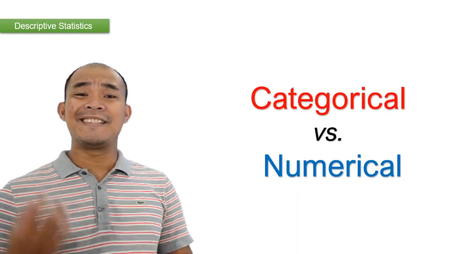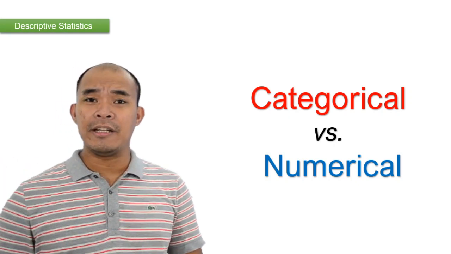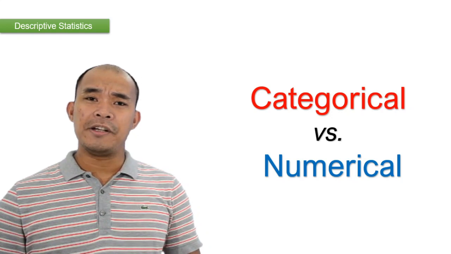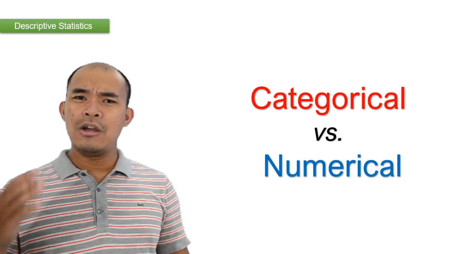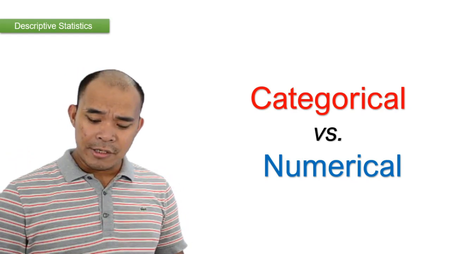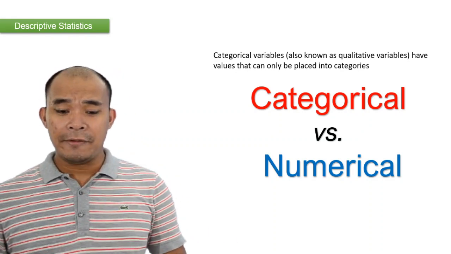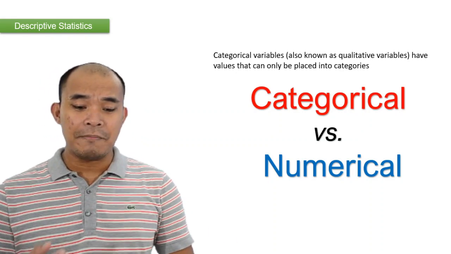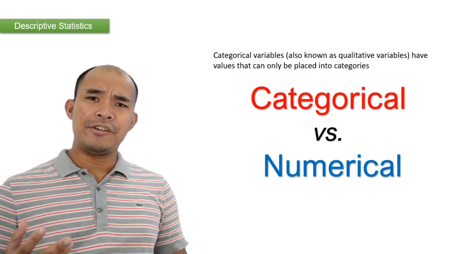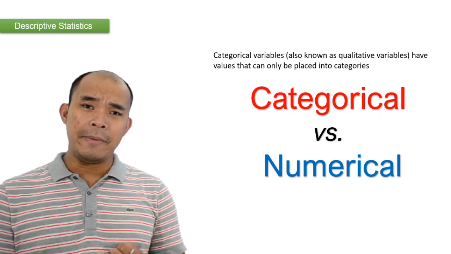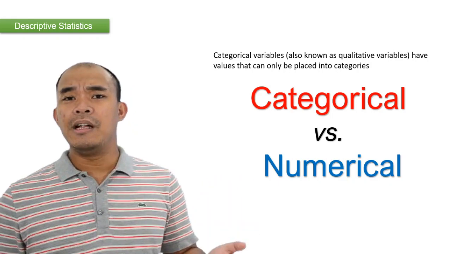Before we can decide kung anong tools ang gamitin natin or charts or tables ang gamitin natin, we have to understand first the characteristics of our data. So yung data ba natin categorical or numerical? Okay? By definition, categorical variables, also known as qualitative variables, have values that can only be placed in categories. For example, a certain respondent can be categorized as male or female, or freshman, sophomore, junior, or senior.